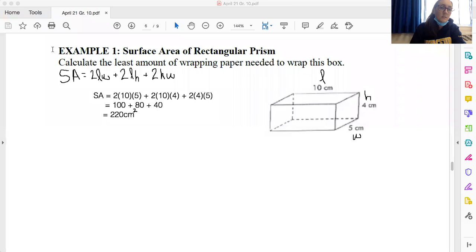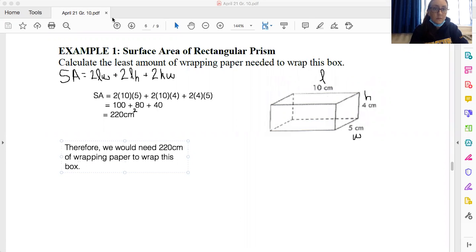And then because it is a word problem, you're going to do a therefore statement. So therefore, we would need 220 centimeters squared of wrapping paper to wrap this box. Okay, I'll just go back. Make sure that there's the cube or the squared on here. That's literally it. Just remember that you're not repeating numbers. It's easier if you label it the way that I have here.